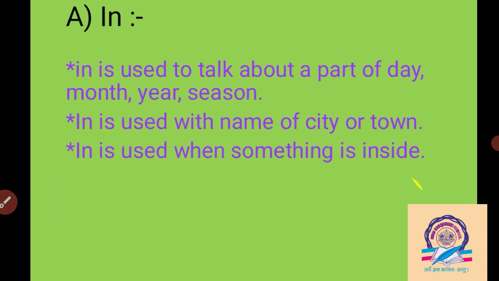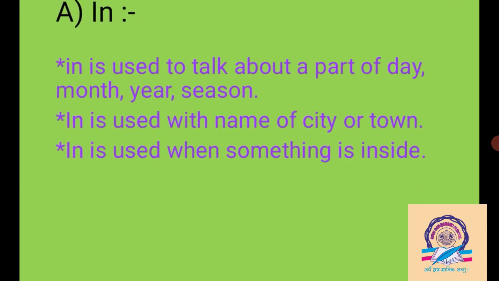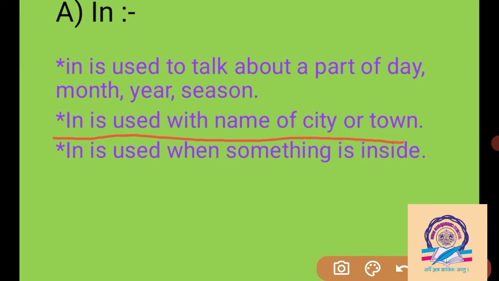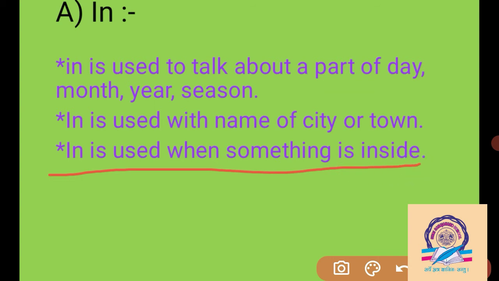Then we can say, what is the use of "in" as a preposition? "In" is used to talk about a part of a day, like in the morning, in the noon, in the afternoon. Then months, like in February, in December, in March. Then years also, like in 1920, 2020, etc. Then seasons also, like in winter, in summer, etc. Then "in" is used with the name of a city or town, like in Visnagar, in Mehsana, in Baroda, in America, in India, etc.